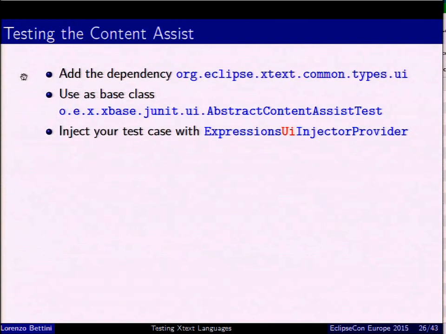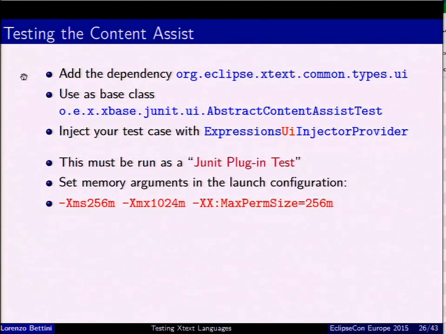So testing the content assist. I want to make sure that the code completion that Xtext generates is correct. Okay, because Xtext also generates all these nice IDE tooling like content assist. I have to use this base class, and be careful, now I have to use the UI injector provider, because now I have to really run these tests as JUnit plugin tests. Now I really need the UI. I can't do without. And be careful, if you're not using Java 8, put some memory.